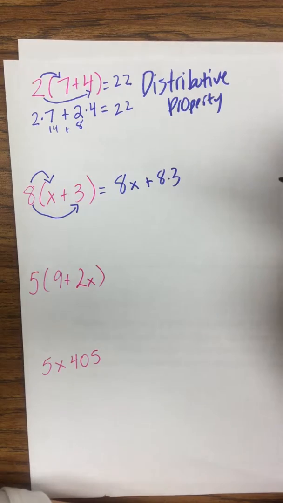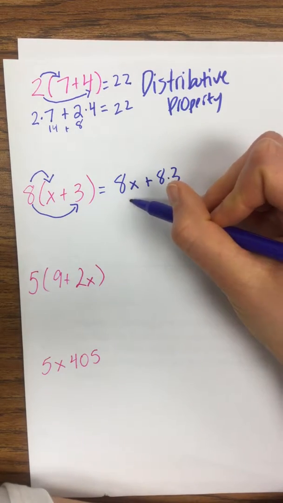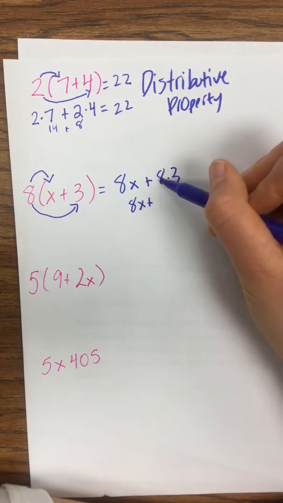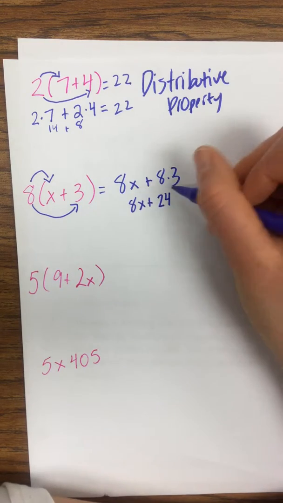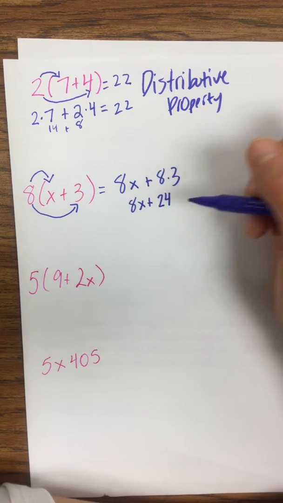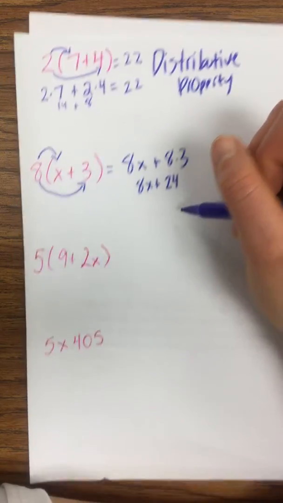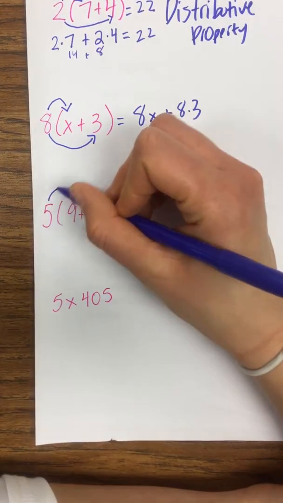Now in this case, we can solve one of these a little bit more. You can't solve 8x anymore, that's going to stay the same. But you can solve 8 times 3, and that will be 24. So our new expression would be 8 times x plus 24. Same thing on this one.